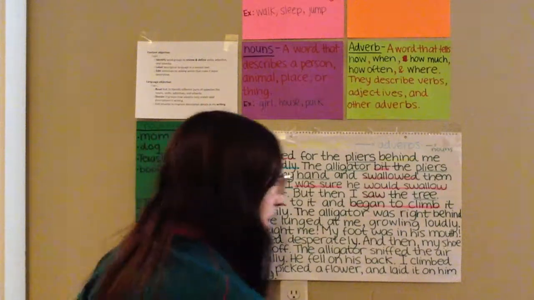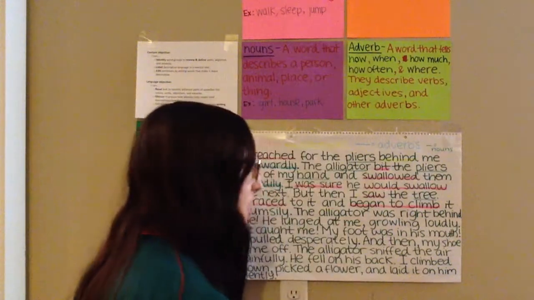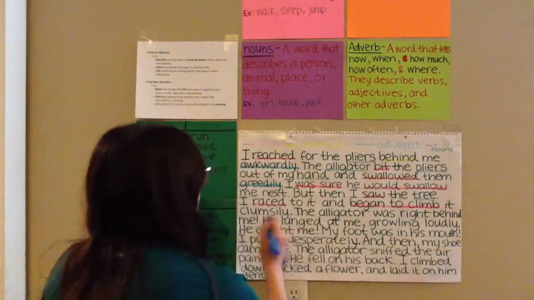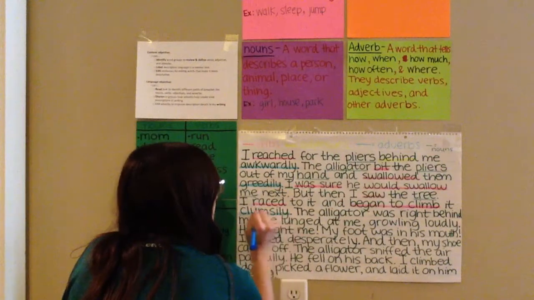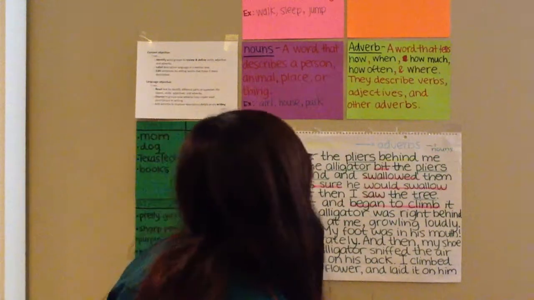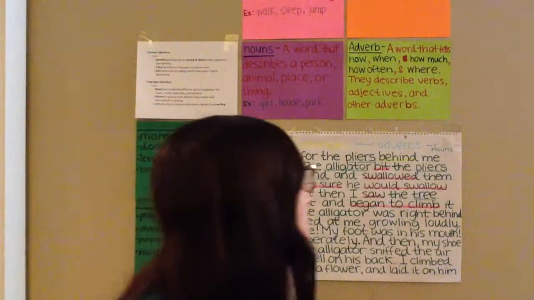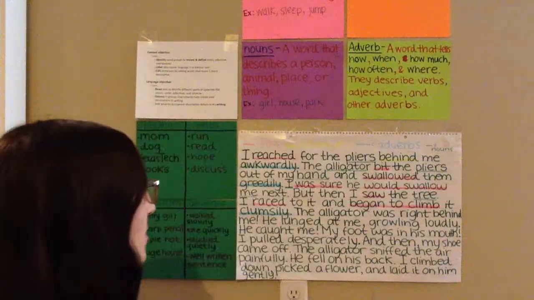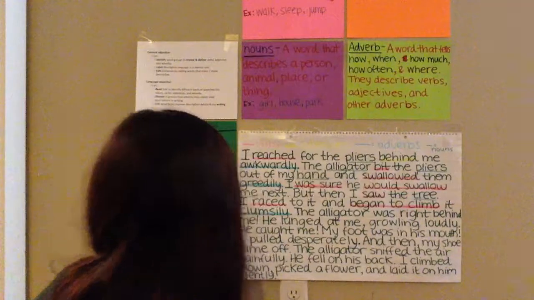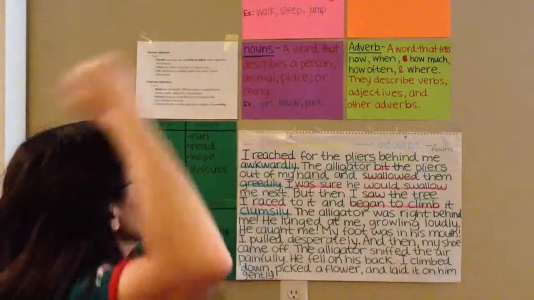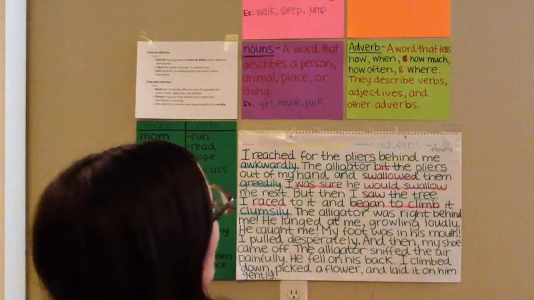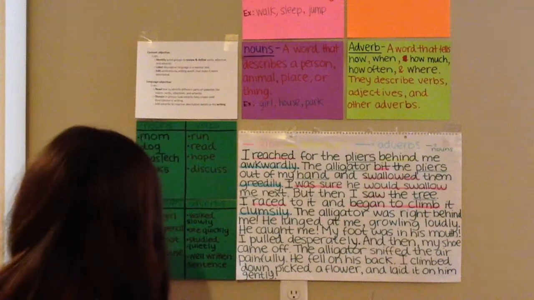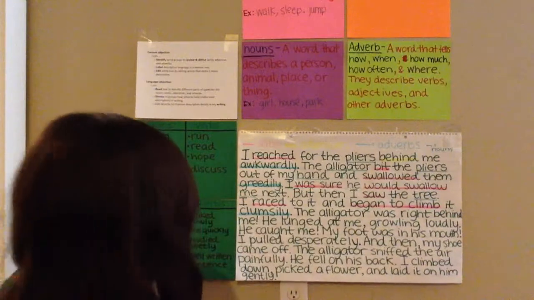Good. I hear people saying clumsily. What part of speech is clumsily? Great. Good job. Clumsily is an adverb. What word is being modified by clumsily? I want you to talk to your partner and tell them what is being modified by clumsily. I want you to use your words that we've been talking, our key vocabulary. So you can use verbs, nouns, adjectives, or adverbs. And I have a sentence frame for you.